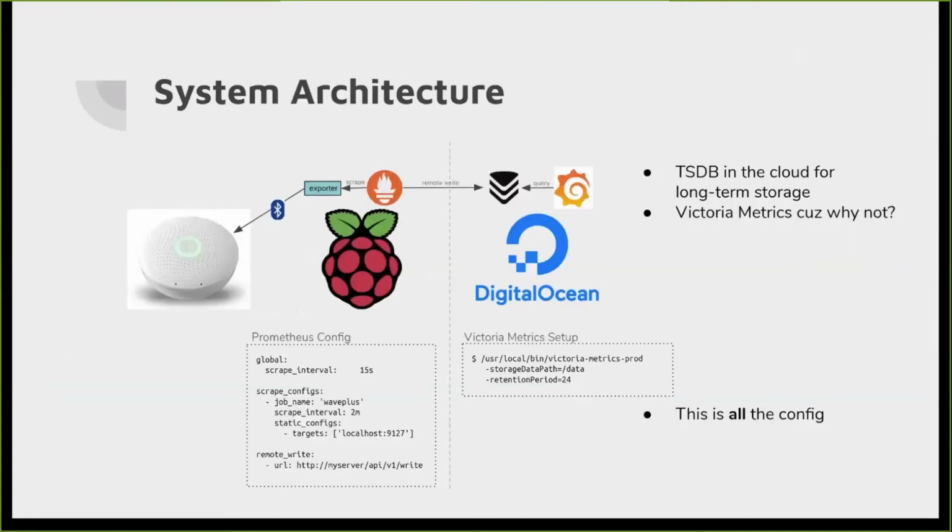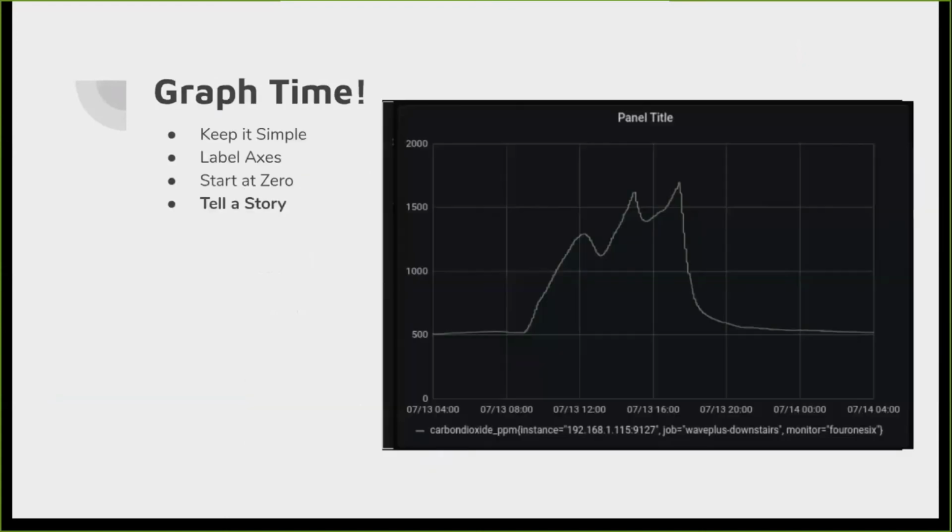Once I had my exporter running, I wanted to get my data into my own cloud. The diagram looks a little bit complex, but actually all the config is also right here on this slide. Next, I wanted to build a graph. It's really important that graphs should tell stories. Starting with the basics, you always want to label your axes, start at 0, and keep things as simple as possible. Here's the first graph I came up with, and it's really pretty awful.